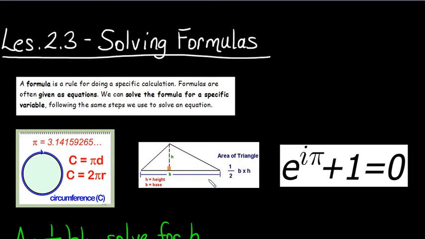My dear Algebra 2 students, today we are going to solve formulas, and they may or may not even have any numbers in them. I'm going to show you what that means in just a second. Write this down. A formula is a rule for doing a specific calculation. Formulas are often given as equations, and we can solve the formula for a specific variable, whichever one we want to, following the same steps we already use when we solve an equation.